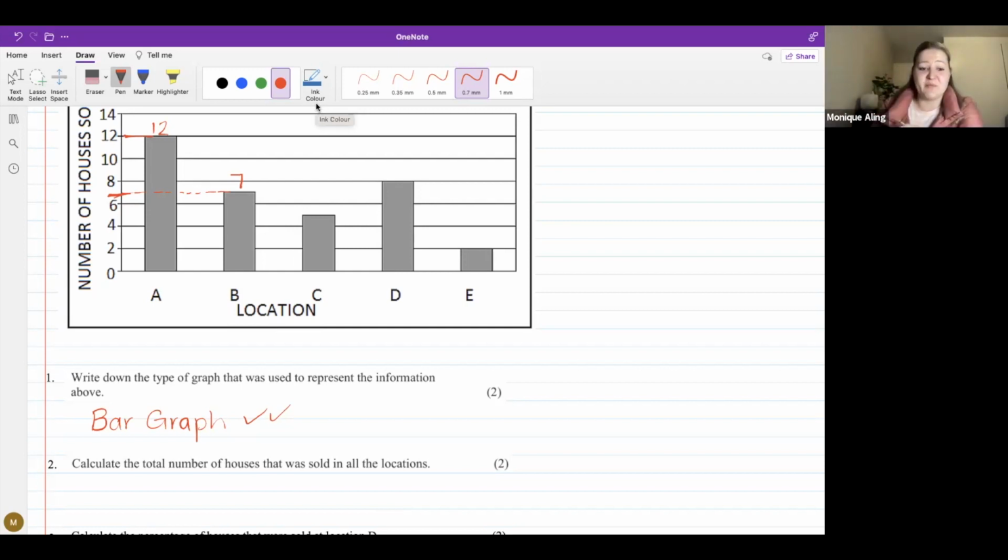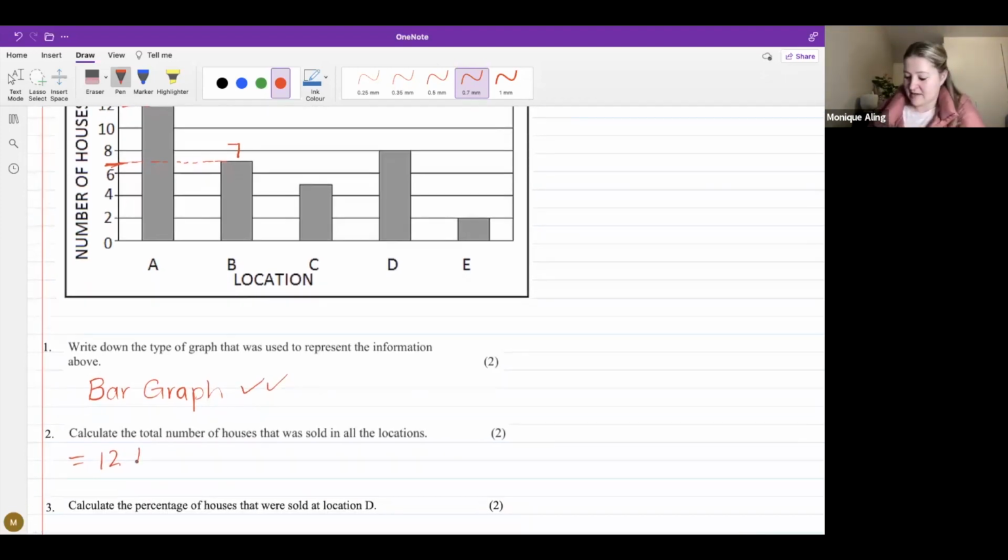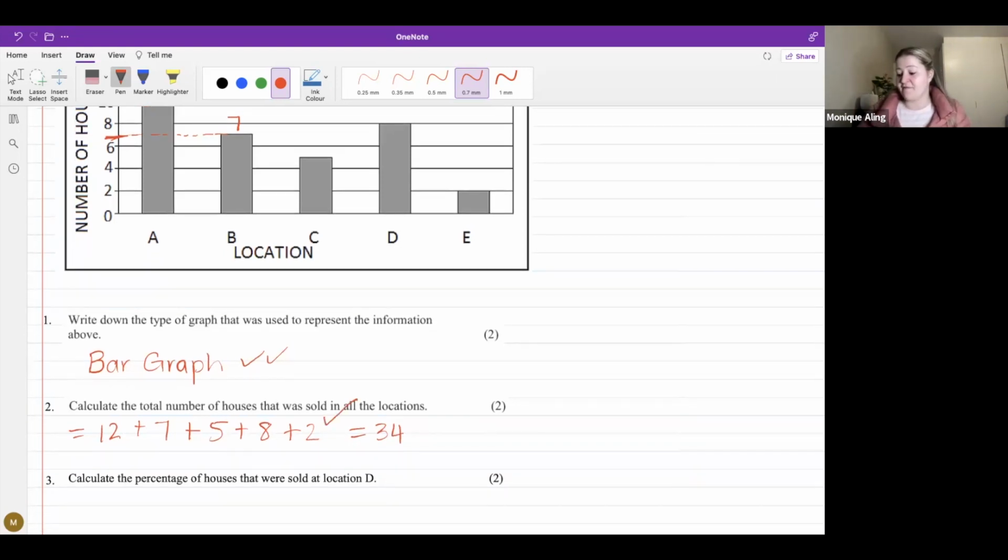So we need to go look at each bar, determine how many houses were sold in each location. So location A, it was 12. Plus location B, we had 7 houses sold. Location C had 5. Location D had 8 houses. And location E only had 2. And that gives you a total of 34 houses sold. So we need to show this first step for our first mark, and our second mark is for our answer. Nice. Well done. Thanks for showing working out there, Tando.